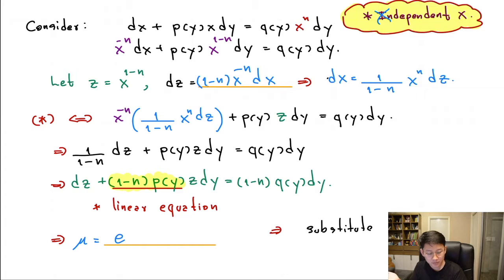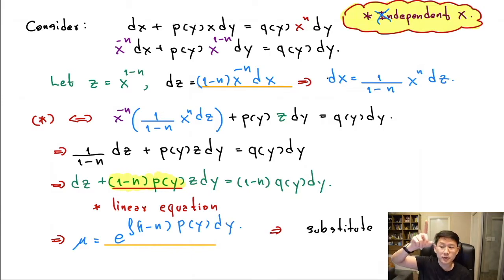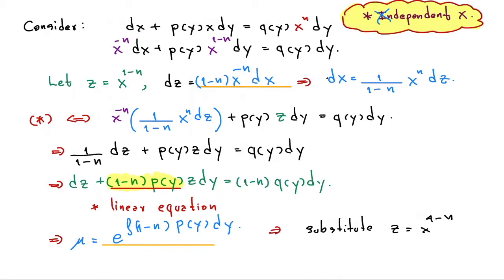So the integrating factor would be e to the integral of 1 minus n py dy, and then you multiply mu to this equation, right? And after that, you just rearrange the terms, integrate throughout the equation, and after that you get the solution. And don't forget guys to substitute z with x to the power of 1 minus n, because our solution must be in terms of y and x, right?